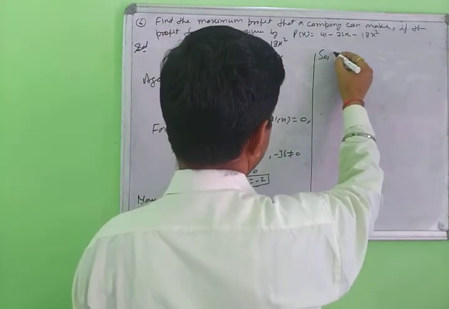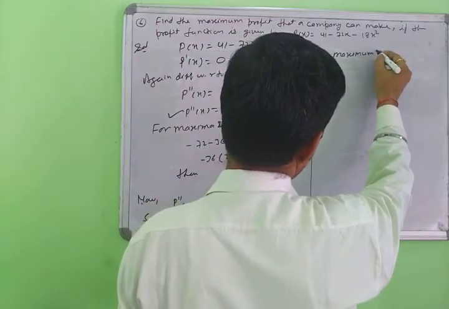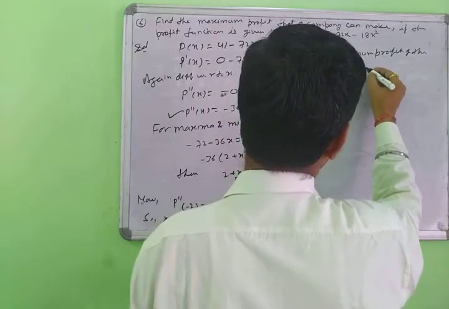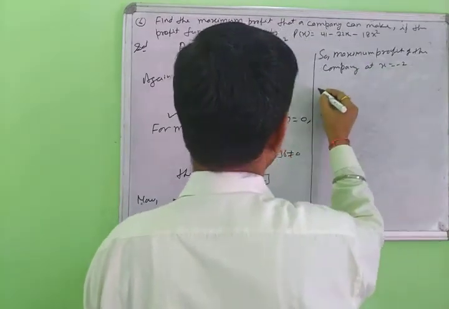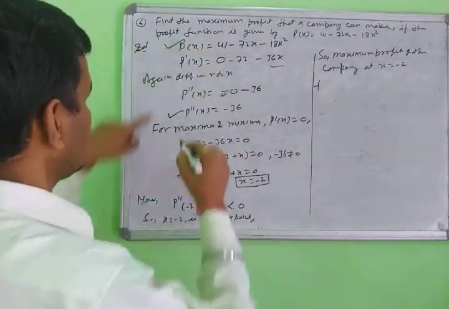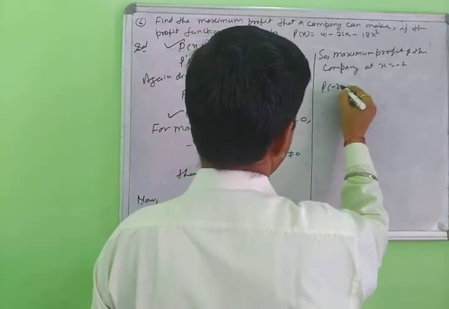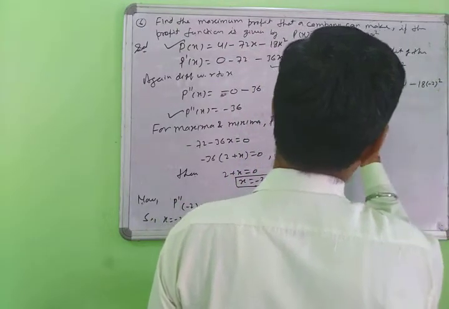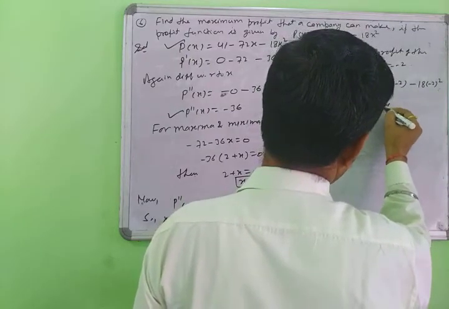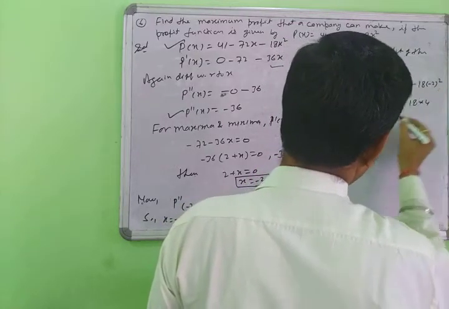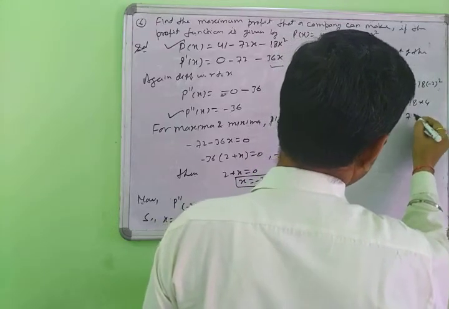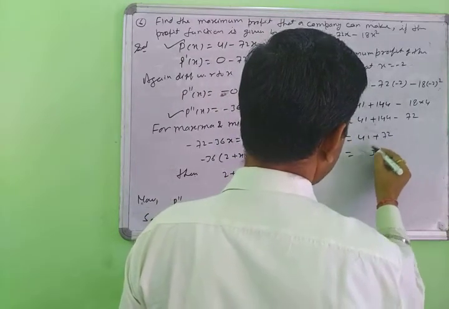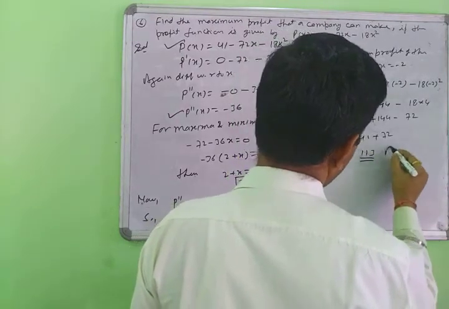So the maximum profit of the company at x equal to minus 2: we put the value in the given function, not f, here p of minus 2 equals 41 minus 72 into minus 18 into minus 2 squared, that is 41 plus 144 minus 72. Now adding, 41 plus 144 minus 72 gives 113, and the maximum profit here is 113.